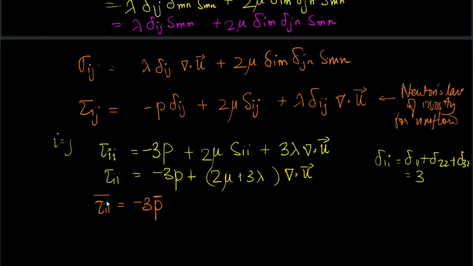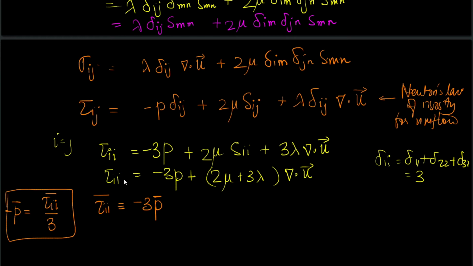So the mean pressure is equal to the trace divided by 3. Essentially, this is by definition. So this is equal to minus p bar is equal to tau ii, the trace of it divided by 3. Essentially, it's like taking an average of the diagonal components.